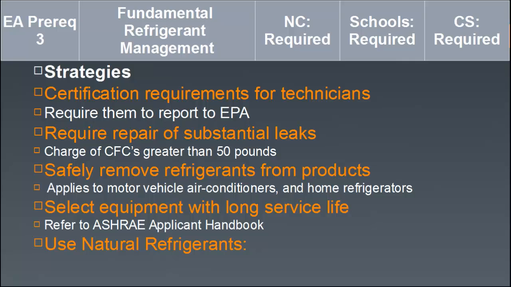Strategies include certification requirements for technicians, require repair of substantial leaks, safely remove refrigerants from products, select equipment with long service life, and use natural refrigerants. Strategies are very important for this test, and this is a more complicated portion of the test, so it's important to actually go back and study this section.